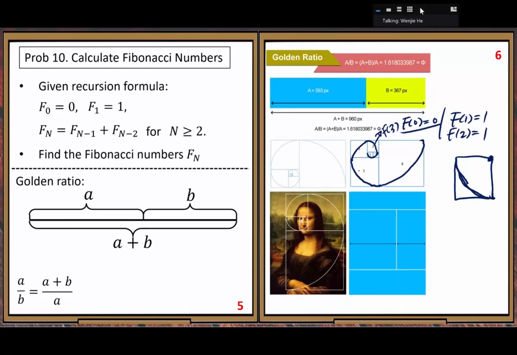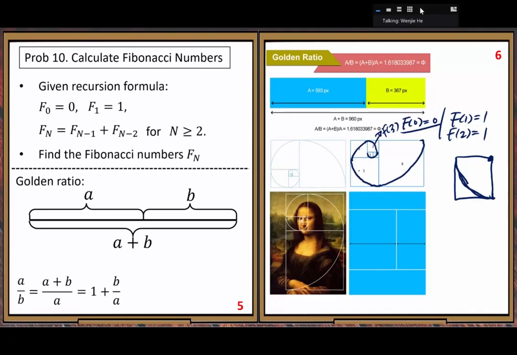To find a solution, first let's simplify the fraction A plus B over A to get 1 plus B over A. So the integer part is 1, and B over A is smaller than 1, because B is smaller than A. So it is 1 plus something. A over B equals 1 plus B over A. Can we find A over B? That's the question.